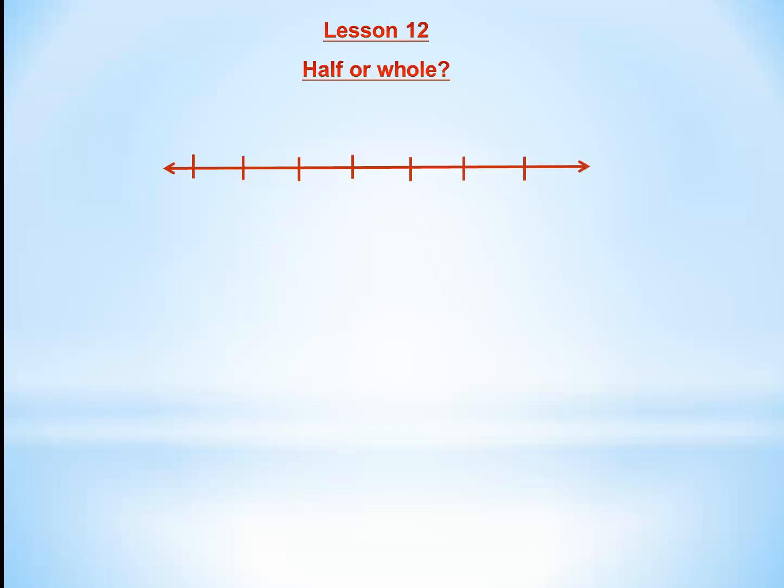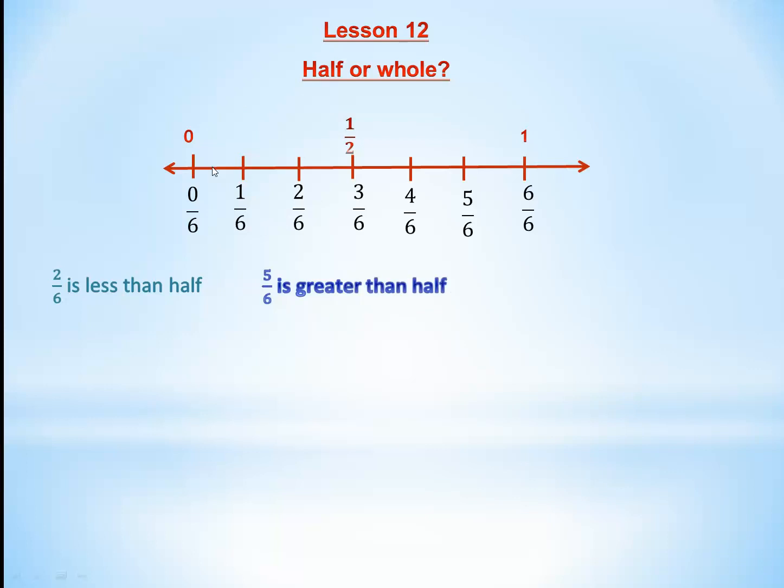Half or whole. The same as before: 0 over 6, 1 over 6, 2 over 6, 3 over 6, 4 over 6, 5 over 6, 6 over 6. 0, half, 1. If I want to compare 2 over 6, 2 over 6 is less than half. 5 over 6 is greater than half. So, according to this, 2 over 6 is less than 5 over 6, right?